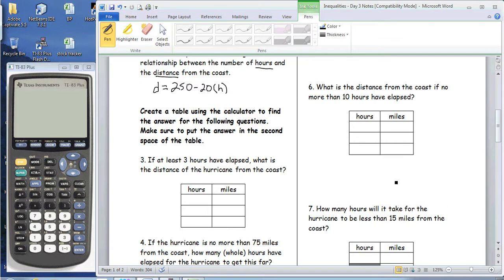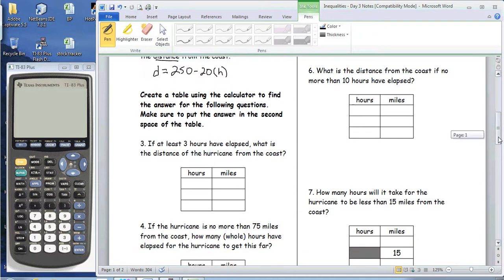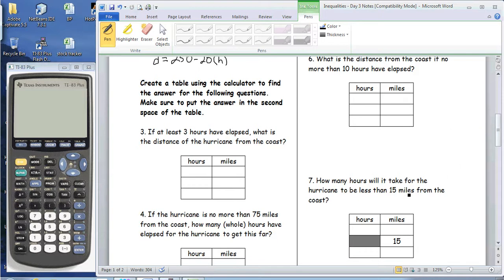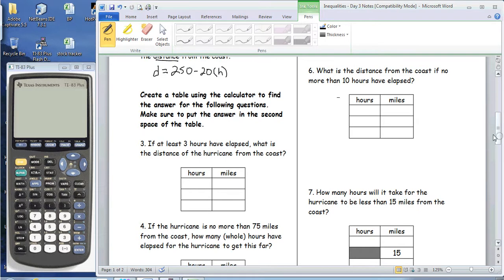Create a table using the calculator to find the answer to the following questions. Number 1, if at least 3 hours have elapsed, what is the distance of the hurricane from the coast? So let's look at our calculator over here. We're going to go to y equals, and we're going to put in the side of the equation that has the independent variable.